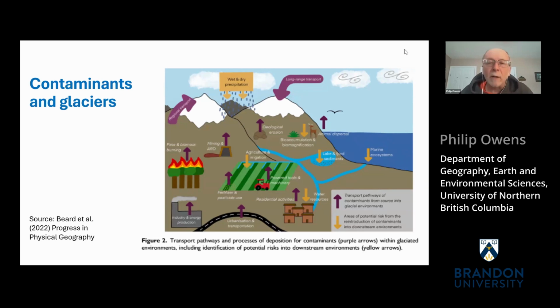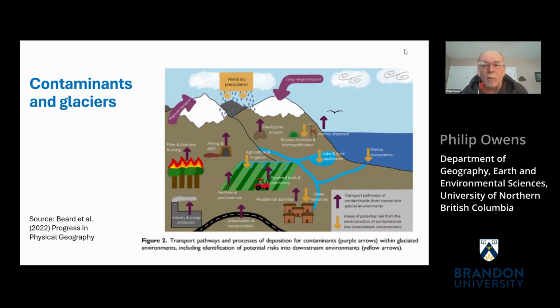But around glacial environments, lots of those could, through a variety of different atmospheric pathways, find their way to glacial environments. Because most glaciers are in high elevation areas, it's typically atmospheric processes that bring those contaminants to these regions.